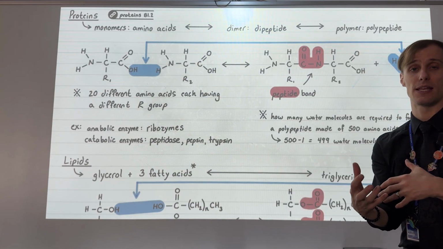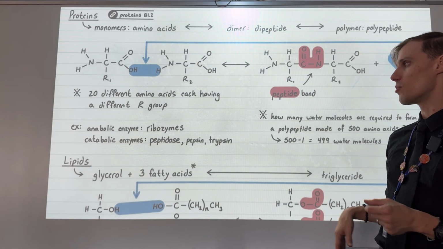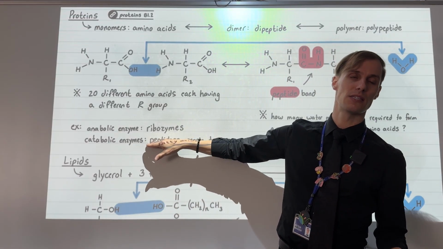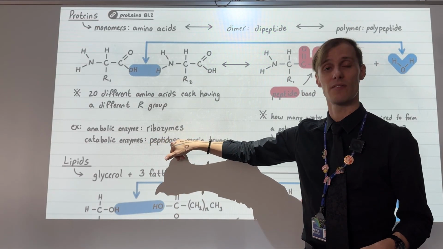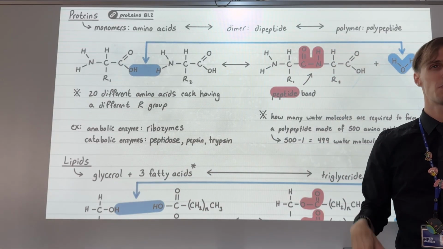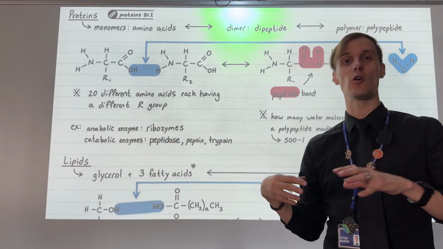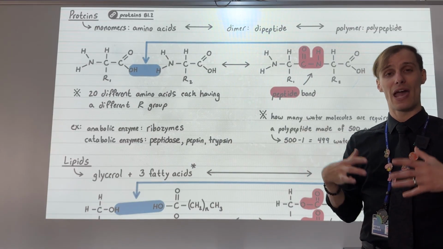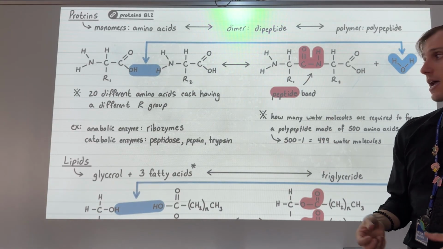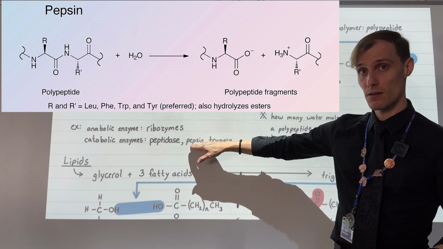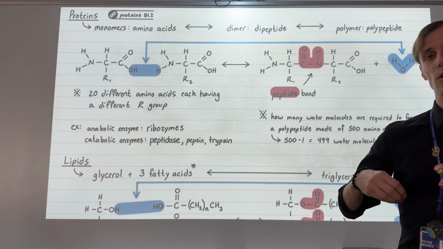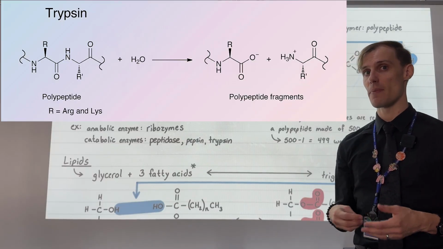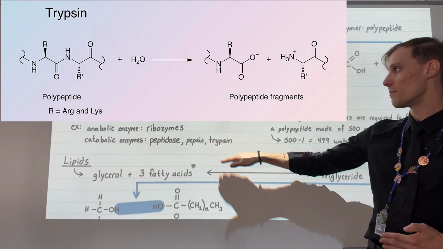Now, catabolic enzymes that break down proteins would be things like peptidases. Again, the substrate would be a peptide, and -ase for an enzyme. Or we have specific kinds of enzymes located in different parts of the body. In humans, within the stomach, we have a catabolic protein enzyme called pepsin. And what's secreted in our duodenum by the pancreas is another kind of peptidase, which is called trypsin.